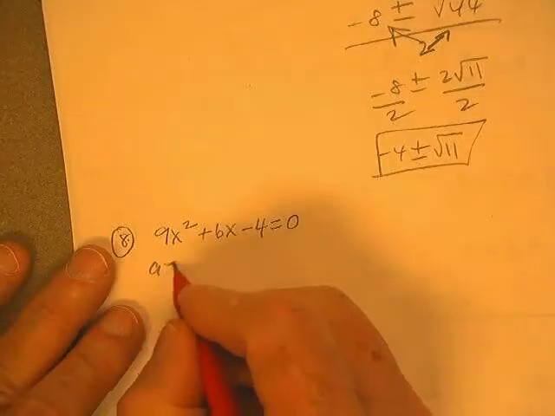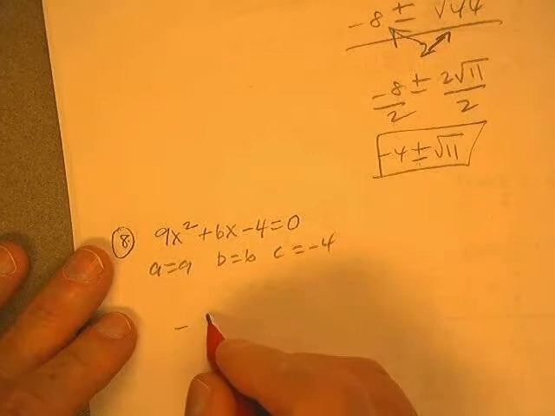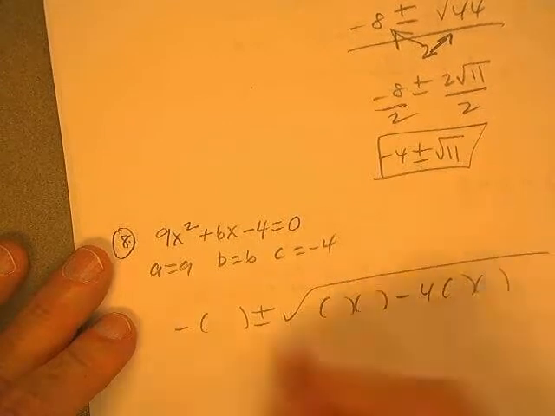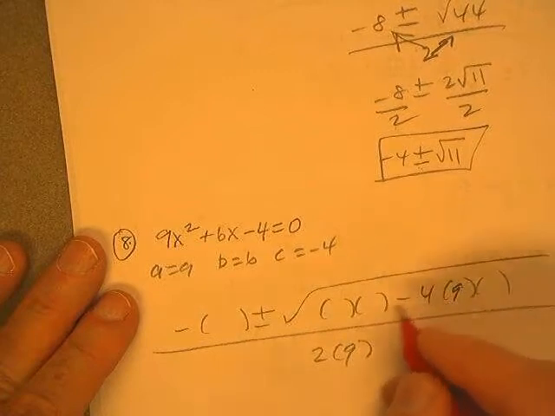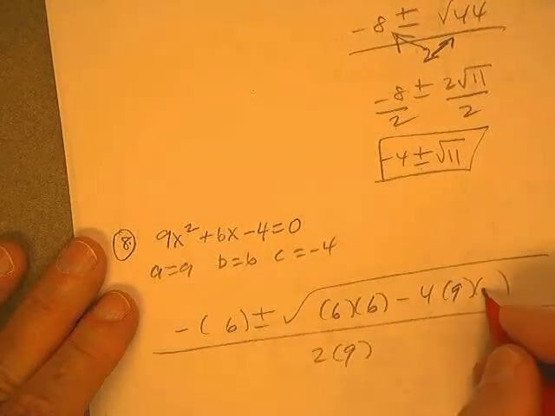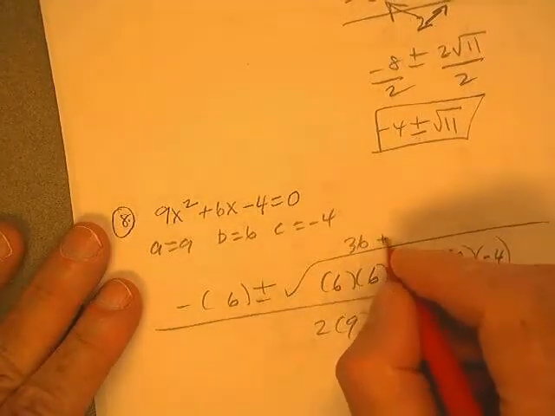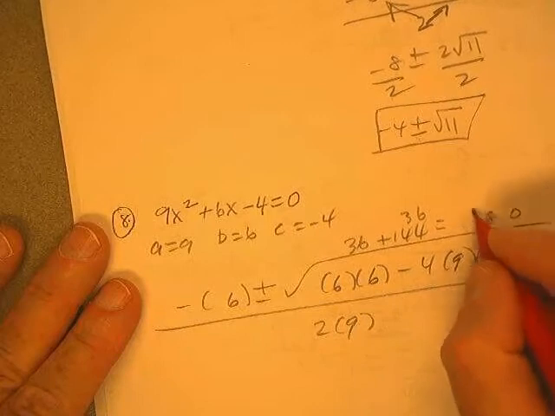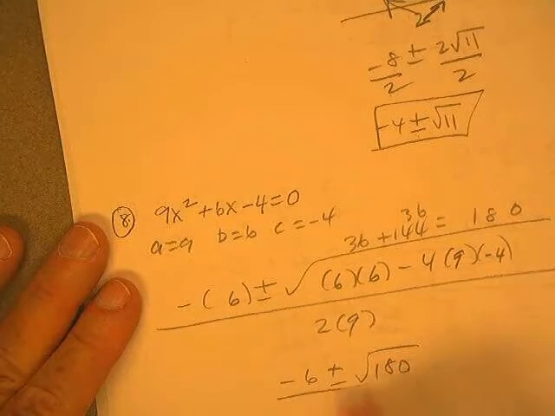Come down to this one. A is 9, B is 6, C is negative 4. Negative b plus or minus the square root of b squared minus 4ac, the whole thing over 2a. A is 9, b is 6, c is negative 4. So this is 36. 16 times 9, that's 144. This is going to end in a 0. 180. Negative 6 plus or minus root 180 over 2 times 9, 18.